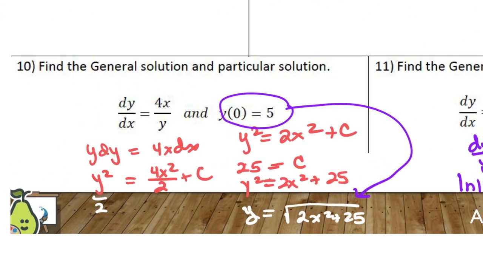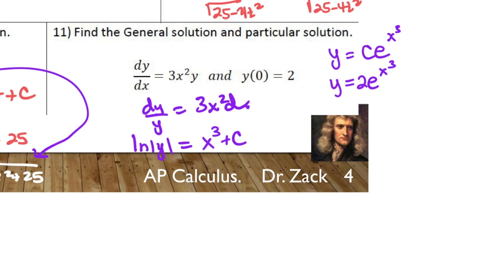For number 10, finding the general solution, notice down near the bottom, you have y squared equals 2x squared plus 25. Now, because y at 0 must equal 5, you only need the positive part of that square root. And lastly, number 11, pretty straightforward. Find your general solution and then substitute your values in to find the particular solution.